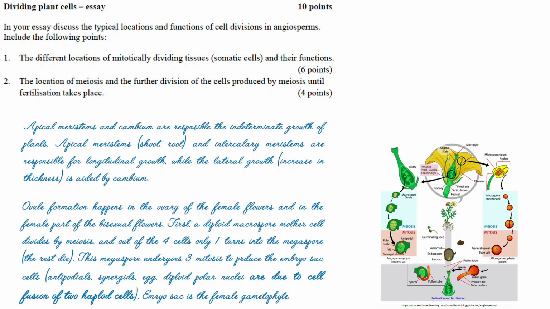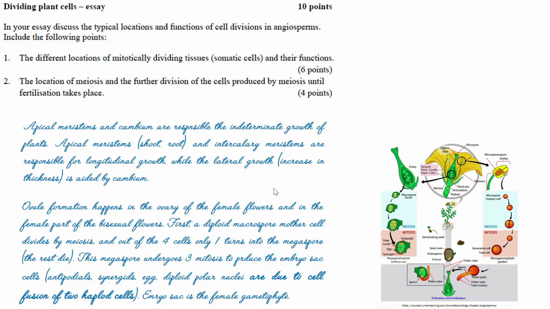So let's see how it looks if we write it down in a nice way. Ovule formation happens in the ovary of the female flowers and in the female part of the bisexual flowers. First, the diploid megaspore mother cell divides by meiosis, and out of the 4 cells, only 1 turns into megaspore. The rest will degenerate and die. This megaspore undergoes 3 mitoses to produce the embryo sac cells. Antipodals, synergids, egg cell, and diploid polar nuclei can be found in it. Embryo sac is the female gametophyte.